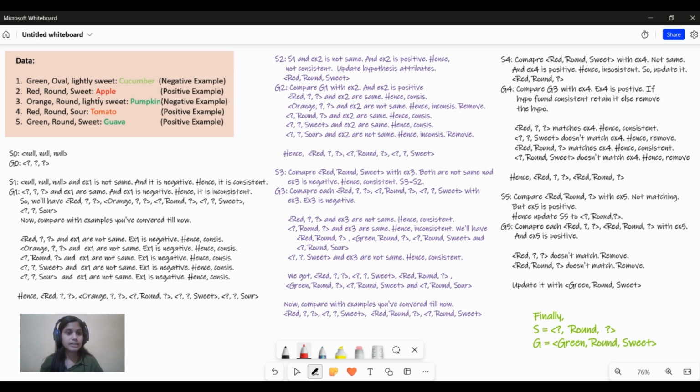After this, we will consider the third attribute, which is lightly sweet, and we will write all the other tastes which are opposite of lightly sweet. So I have covered sweet and sour, which are opposite of lightly sweet. So we covered all the attributes and we created the hypotheses. Now what we will do is compare these hypotheses with all the examples that we have covered till now. So how many examples have we covered till now? Only the first example.